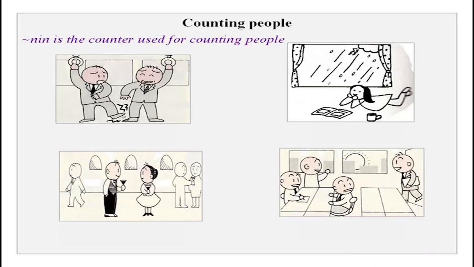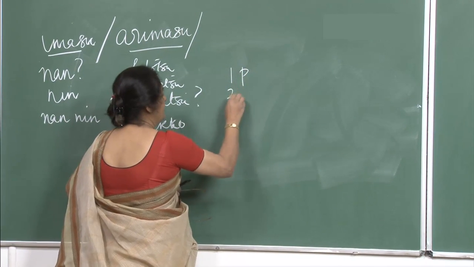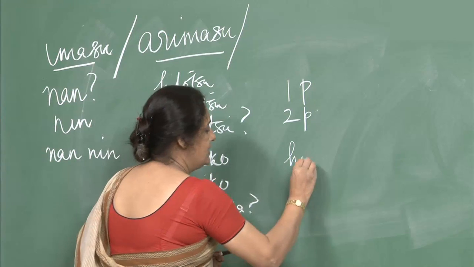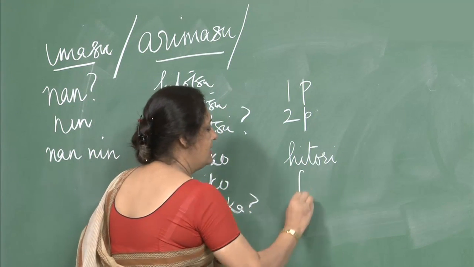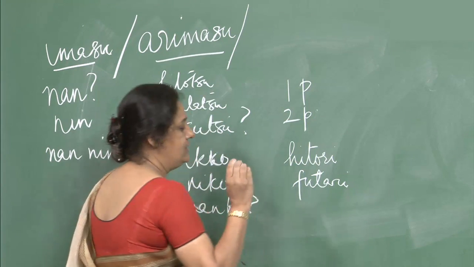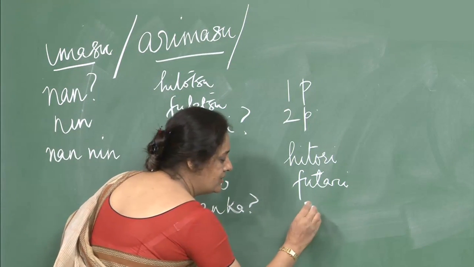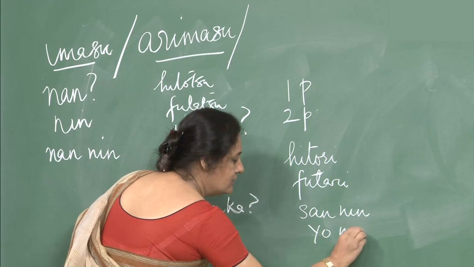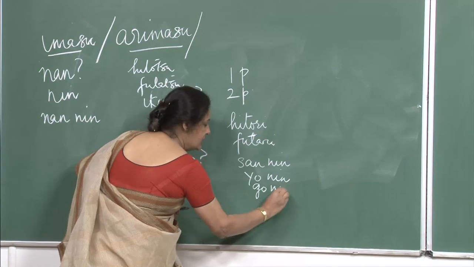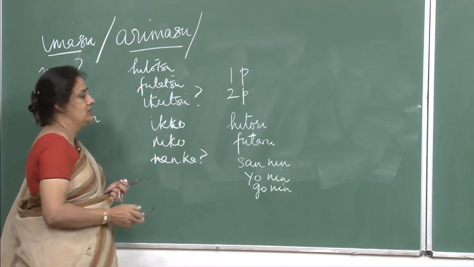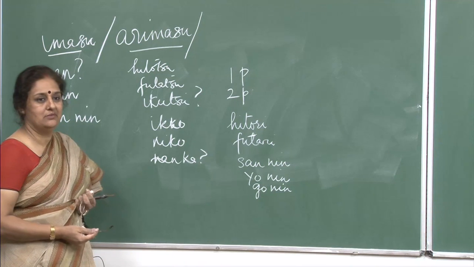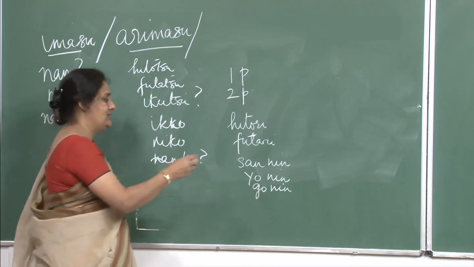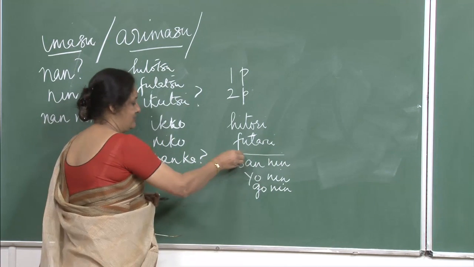It's very simple with nin, except for one person or two people, which is hitori and futari respectively. It is number and nin: san nin, yonin, gonin, and so on. With the number, you just add nin to it, meaning those many number of people are present at a certain place inside a room or wherever.